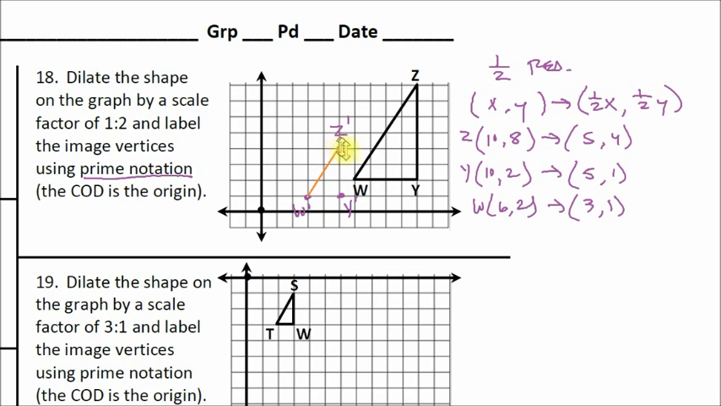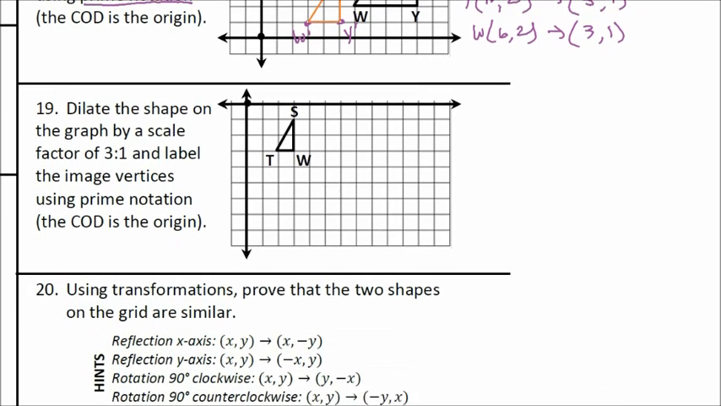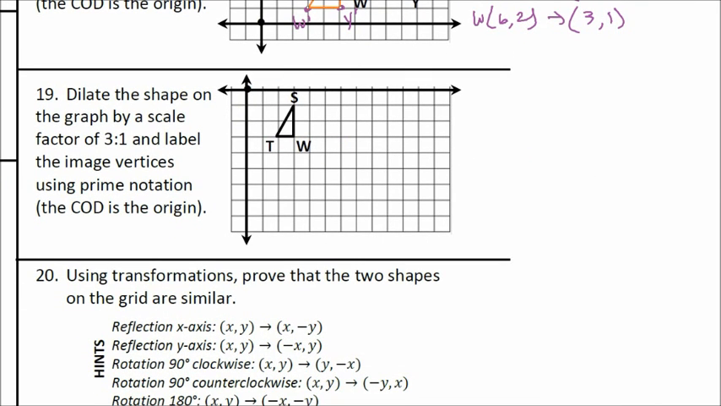There's my first line, second line, and third line. So using transformation notation, we can easily dilate the shape. Let's take a look at the next one. Dilate the shape on the graph by a scale factor of 3 to 1. Well, think about this. 3 to 1, that is an enlargement. So we're going to get a bigger shape.